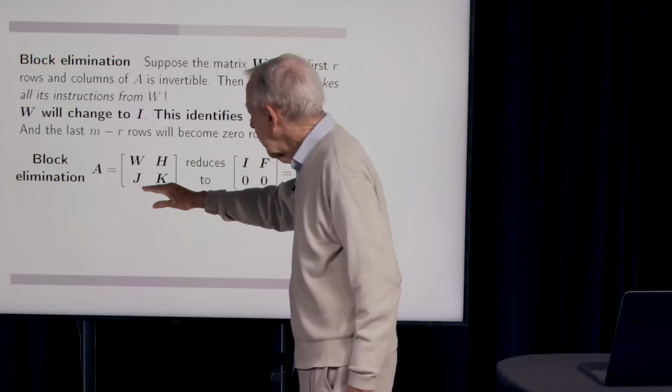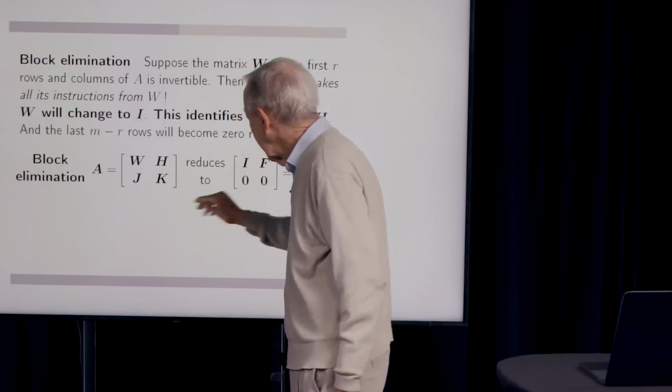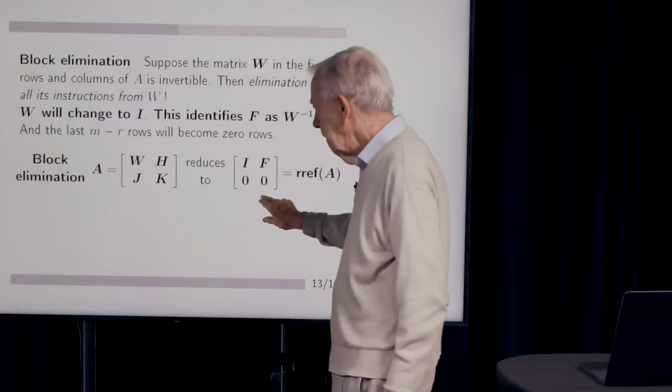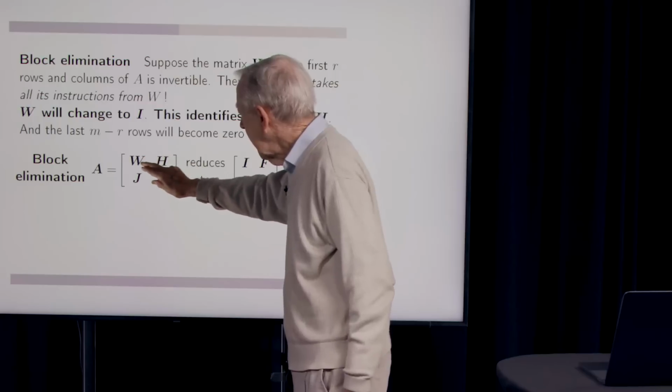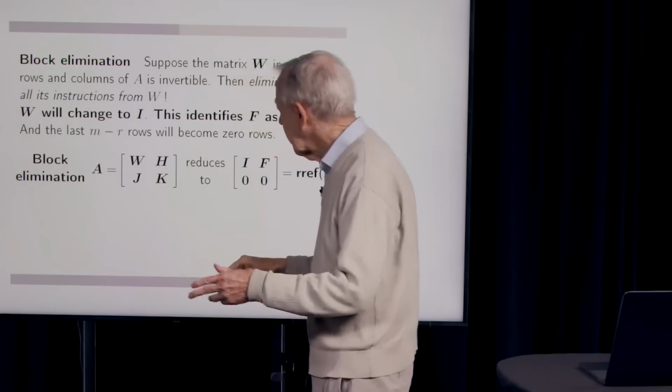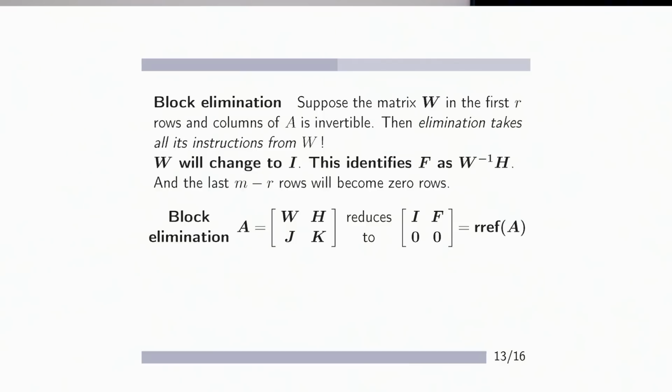So the subtractions from down here leave zeros. And the steps up here multiply the W by its inverse to leave the identity. This is what we recognize. That's the R matrix after elimination.